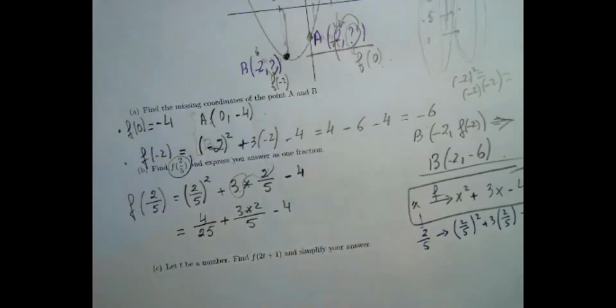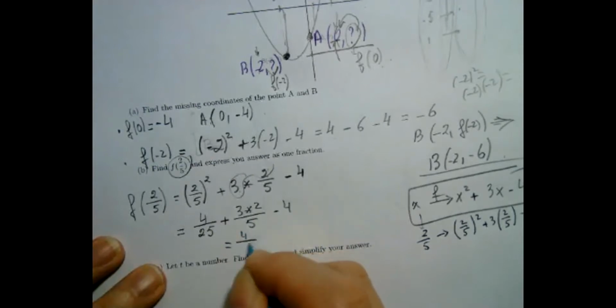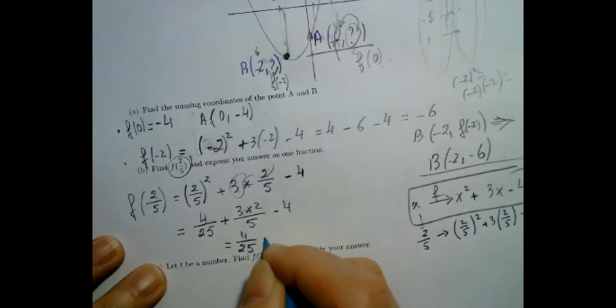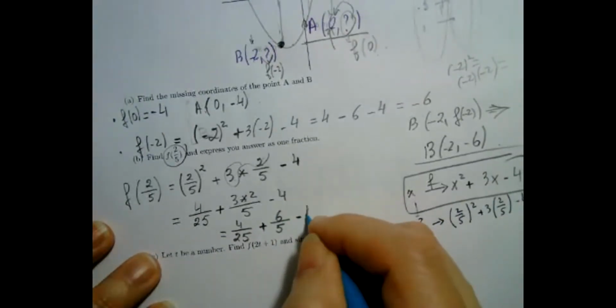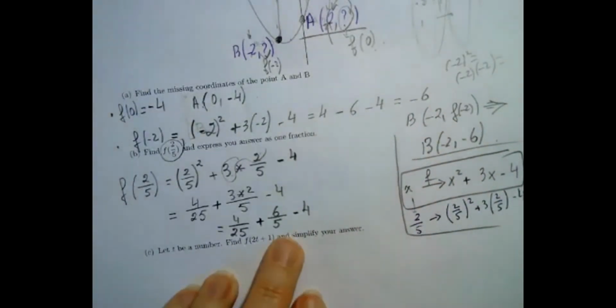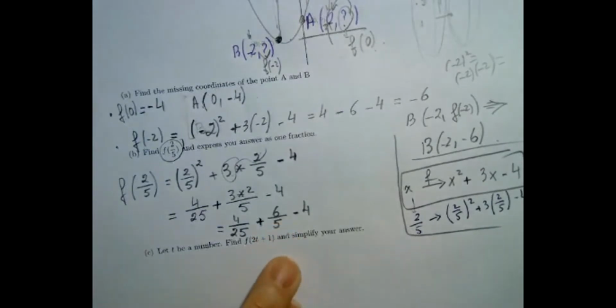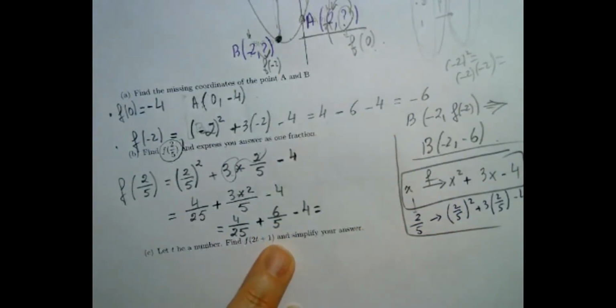minus 4. Okay? So it's equal to 4 over 25 plus 6 over 5 minus 4. Okay? Now, if I want to find a common denominator here, what would be a common denominator?